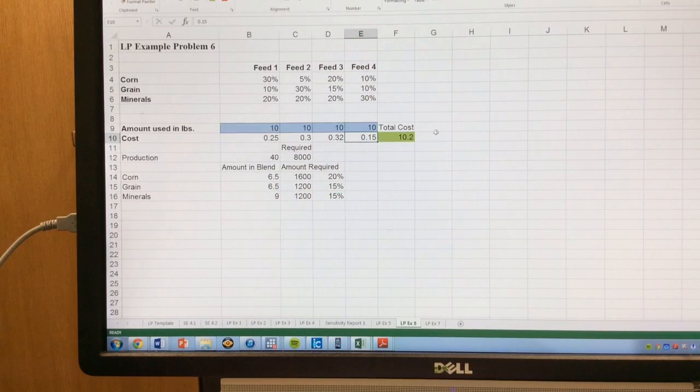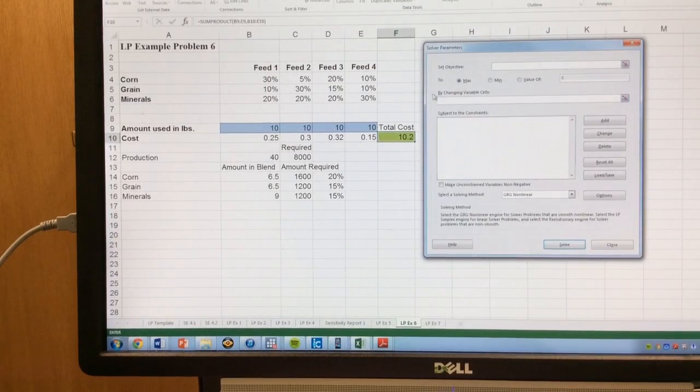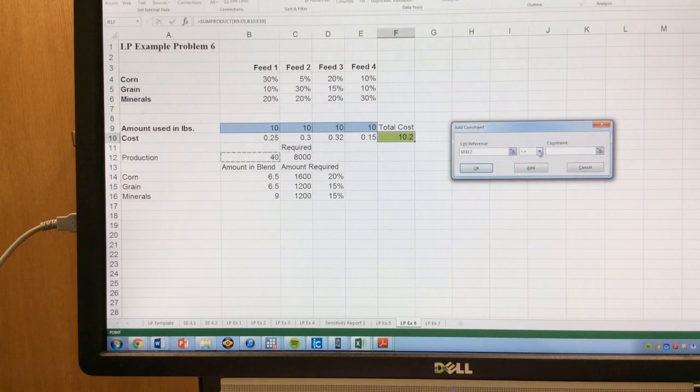All right, so now I have to set this up. I just need to go to Solver now. So in Solver, my objective is to minimize costs by changing the amounts of each feed that I use, such that the amount required is equal to 8,000, and that the amount in each blend is greater than or equal to the amount required in each one.